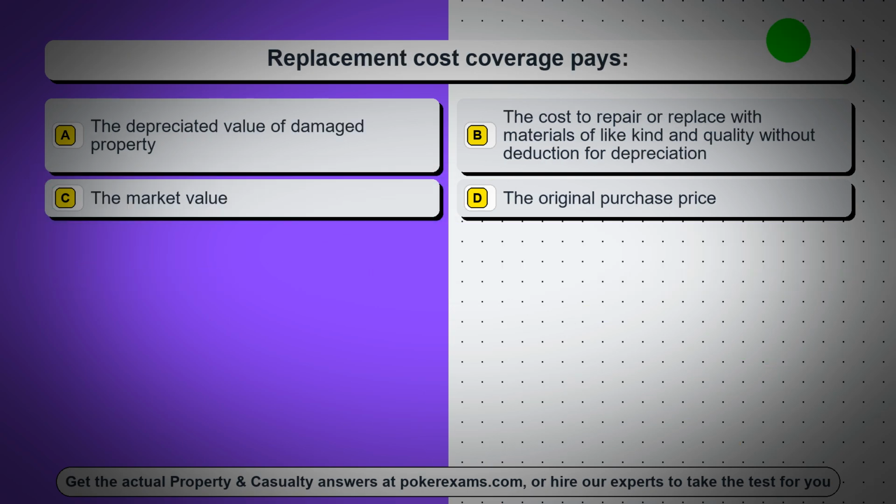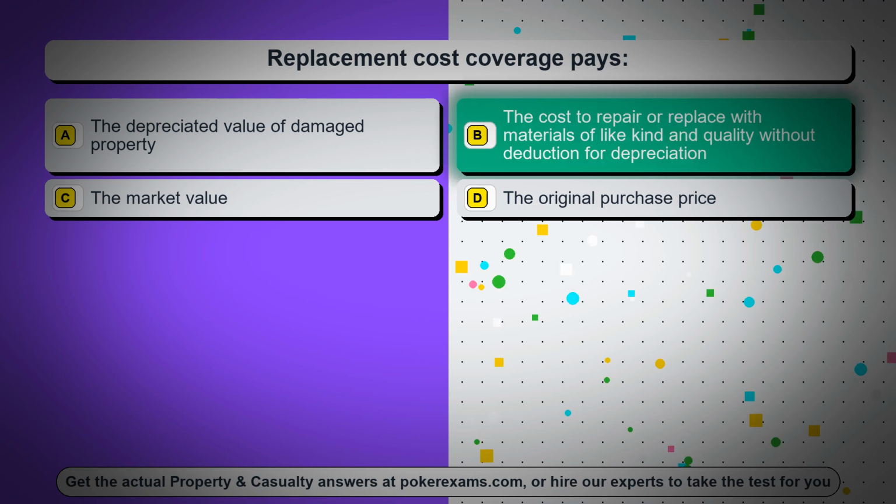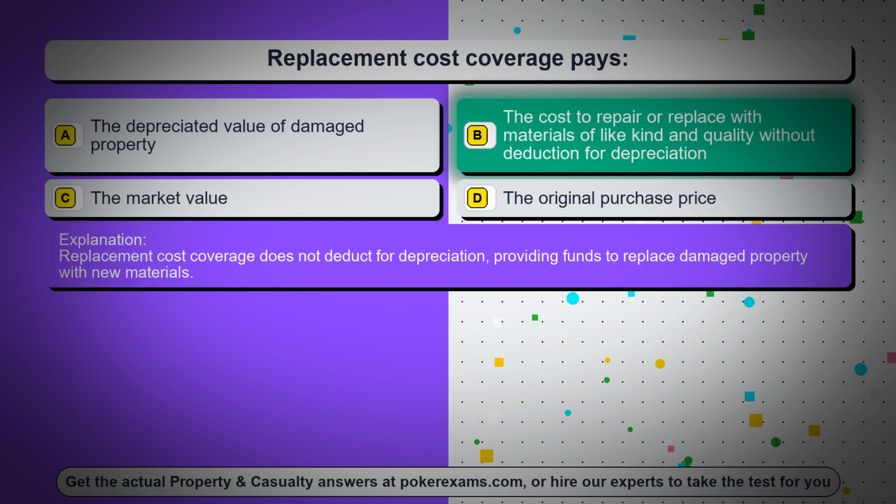Question 84. Replacement cost coverage pays: option A, the depreciated value of damaged property; option B, the cost to repair or replace with materials of like kind and quality without deduction for depreciation; option C, the market value; option D, the original purchase price. The correct answer is option B, the cost to repair or replace with materials of like kind and quality without deduction for depreciation. Replacement cost coverage does not deduct for depreciation, providing funds to replace damaged property with new materials.